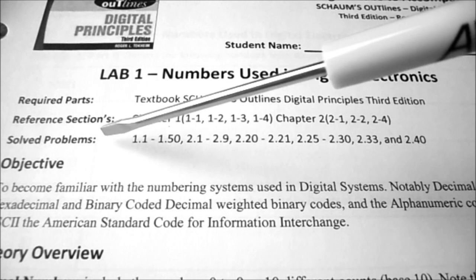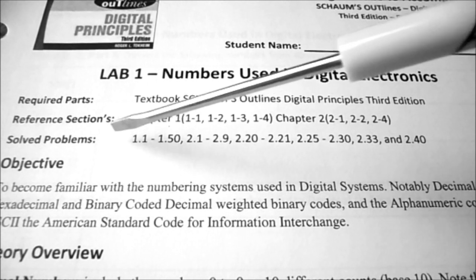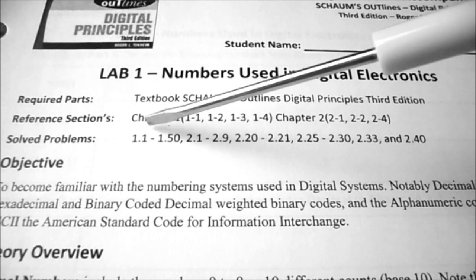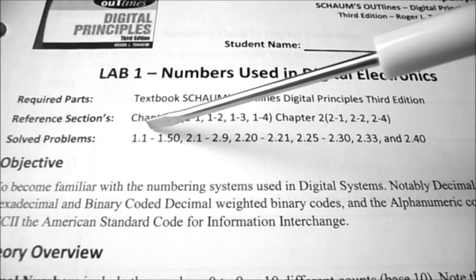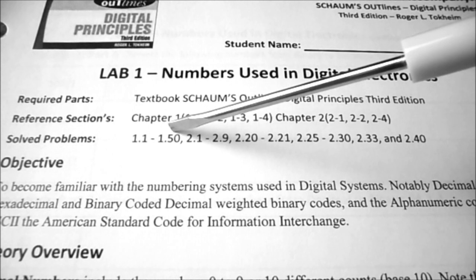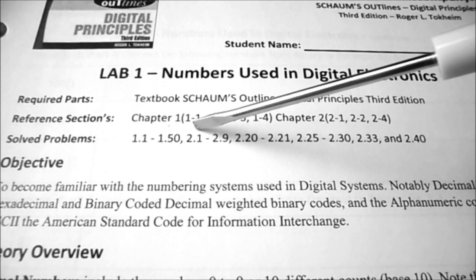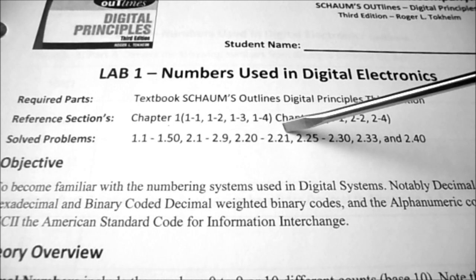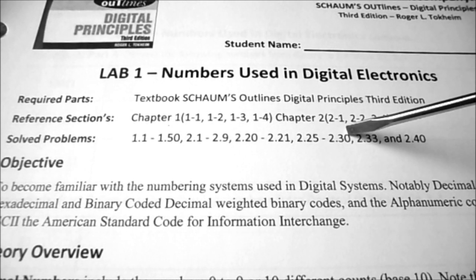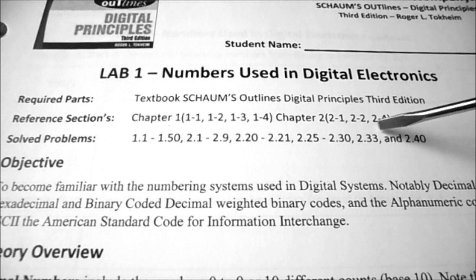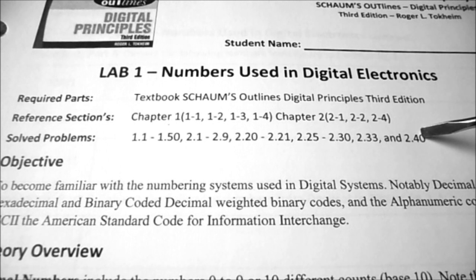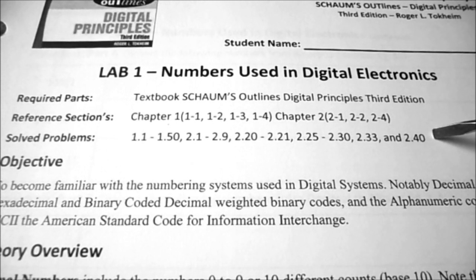I also put in solved problems. So when you're working on this lab, you should be able to answer solved problems 1.1 through to 1.50, 2.1 through to 2.9, 2.20, 2.21, 2.25, 2.30, 2.33, and 2.40. I don't expect you to be able to answer every question in the book, but these are the questions that are relevant to the lab that we are doing.